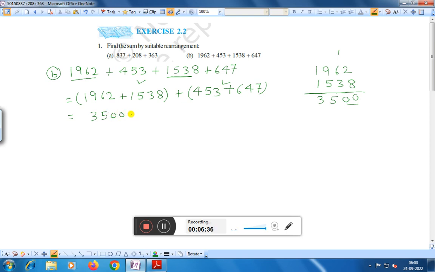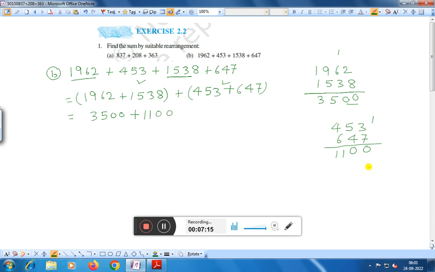Therefore the number is 3500 plus, if you add this number, that is 453 plus 647. Here also you see in the units place we are getting 0. 7 plus 3 is 10, carry 1, it is 0. 4 plus 1 is 5, 5 plus 5 is 10, carry 1, it is 0. 6 plus 1 is 7, plus 4 is 11, that is 1100, right?